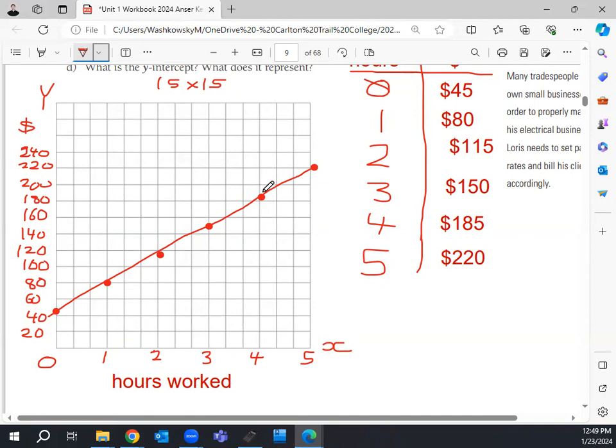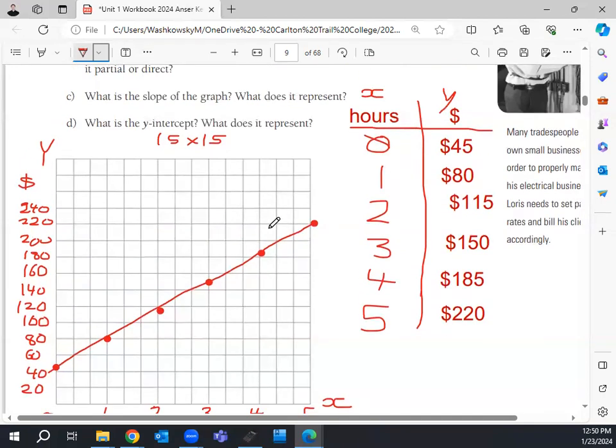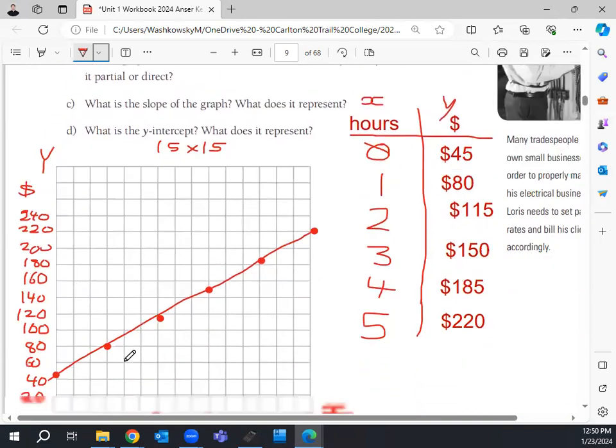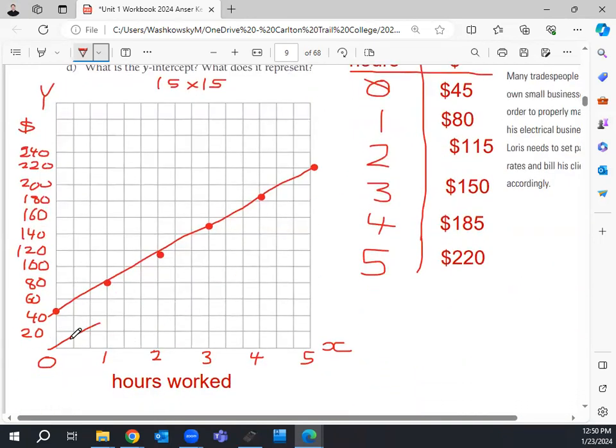So a couple questions here to ask ourselves. First off, is this a straight line? Yes. If it's a straight line, it's a linear relation. That's what the whole unit is about, is straight lines. Now, my question for you is, does it go through the origin, 0, 0? No, which would mean that it is a partial linear relation. If it went through this point here, it would be a direct. So we're looking at partials today. We looked at direct ones yesterday.